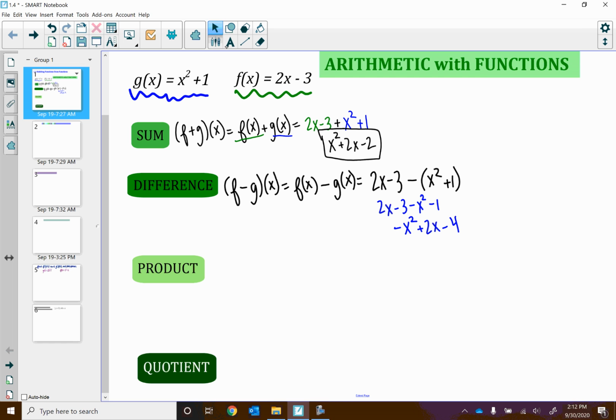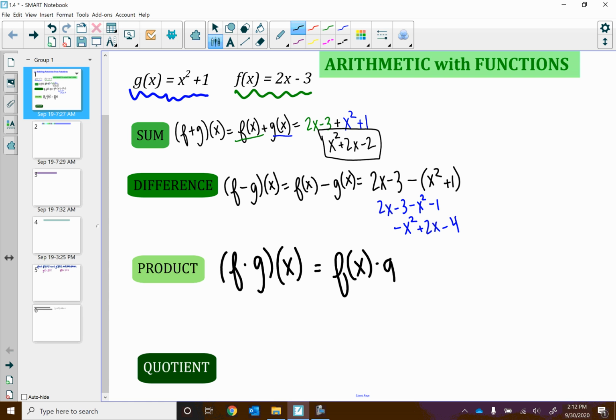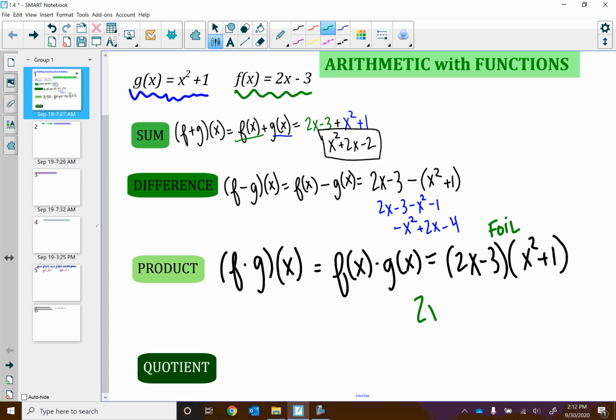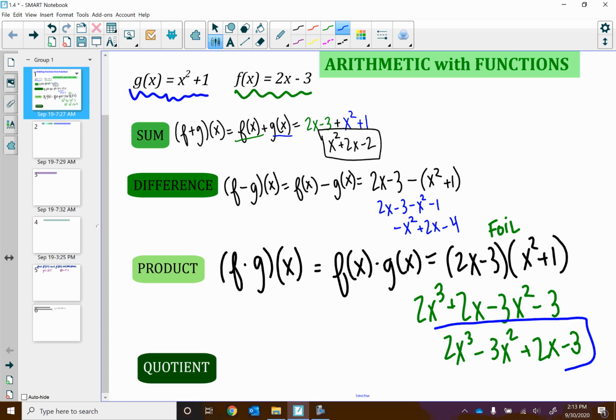If we want to find the product, they could ask you for f times g of x, which really is the first function times the second function. So in our case, f of x is the 2x minus 3 times g of x, which is x squared plus 1. If I want to multiply this out, I am going to FOIL. So first, 2x cubed, outside plus 2x, inside minus 3x squared, and last minus 3. And then again, we're going to make this look nicer because we're really smart. We would write it in descending order. So 2x cubed minus 3x squared plus 2x minus 3. If I had been asked to find g times f of x, because multiplication is commutative, I would have gotten the same answer.